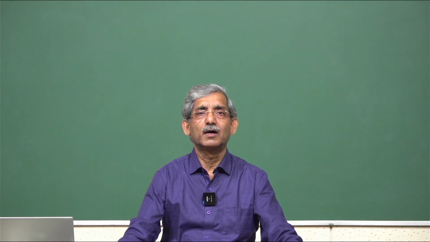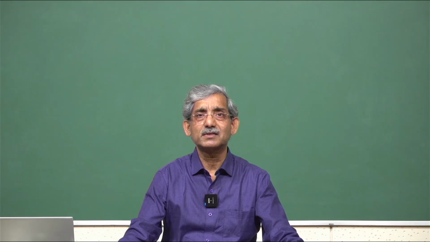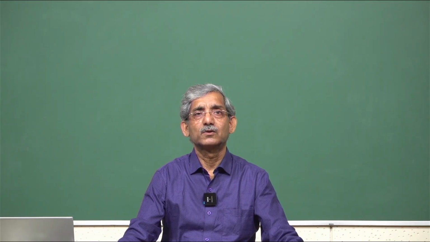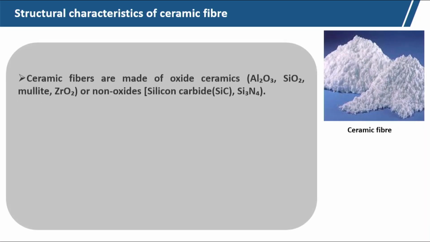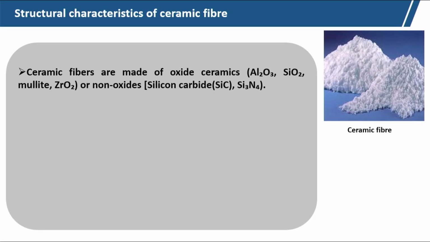So, the next fiber is ceramic fiber. It is a little bit different from the glass fiber we have discussed. Let us see the structure of ceramic fiber. Ceramic fibers are made from oxide ceramics, such as aluminum oxide and silicon dioxide. We use different chemicals; different oxide ceramics are there.